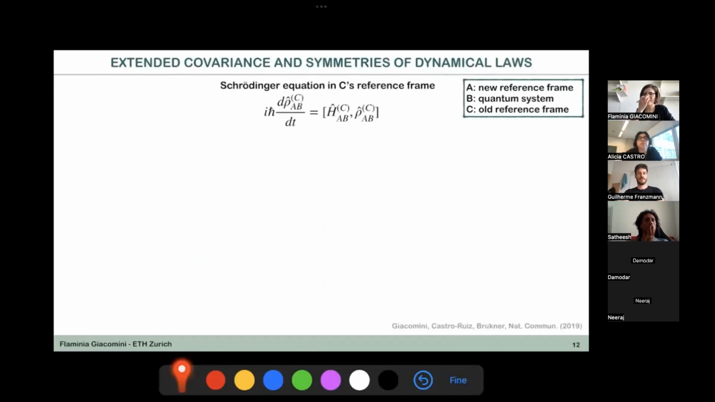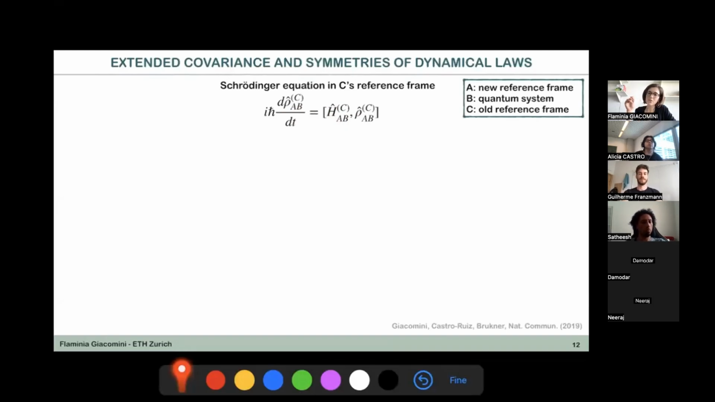Now, dynamics. So far, I haven't introduced any Hamiltonian of the quantum systems. But now I also want to have a Hamiltonian description because I want to allow both A and B to evolve in time. So now let's consider a situation in which I start from C and I want to go to A. And B is just the system that they both describe, just as a comparison. And now I start from a Schrödinger equation in C's reference frame, which has this form. So it has a state of A and B and the Hamiltonian of A and B.